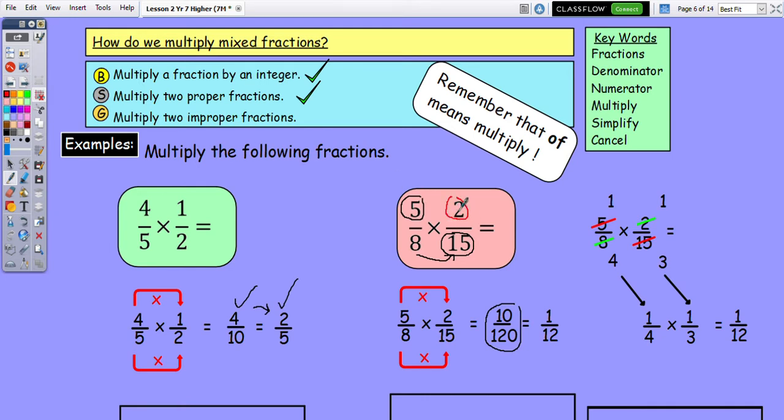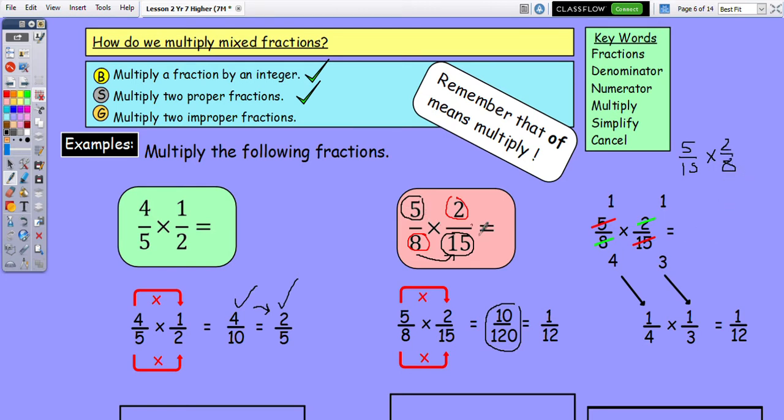These numbers here have something in common. Okay, I'm sure you know what it is. I'm going to use that commonality and try and simplify the fraction. So what I've done over here is I've rewritten the fractions. I've written 5/15 multiplied by 2/8.